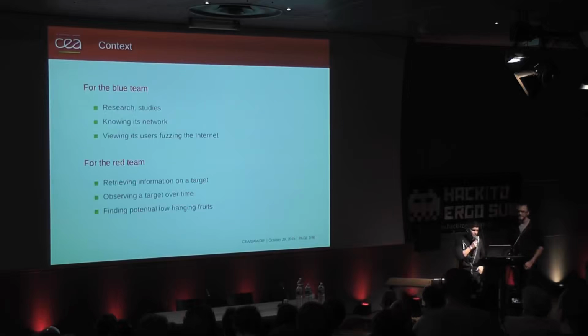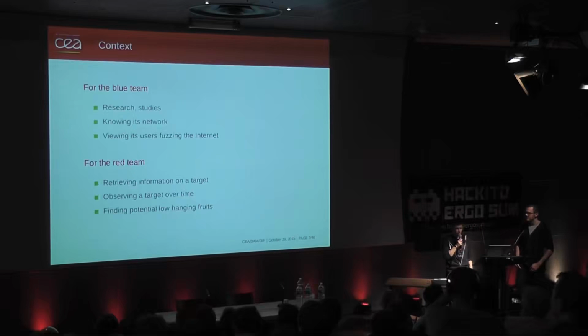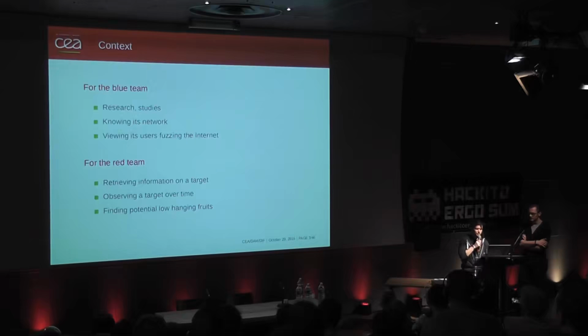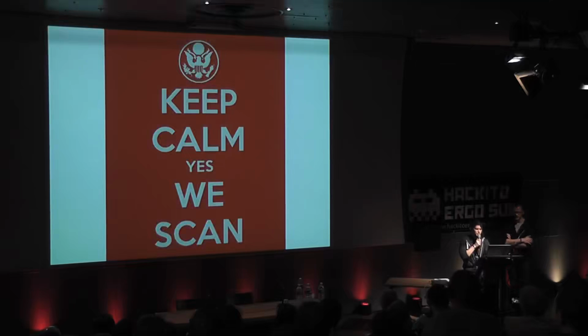And for the red team attackers, we can retrieve information on a given target. We can observe a target over time. That is to say, we scan it, and then a month later we scan it again, and we do the difference. It's a way to find potential low-hanging fruit, or in a pen test to give a first element to view and then dig in. So yes, keep calm. Yes, we scan.